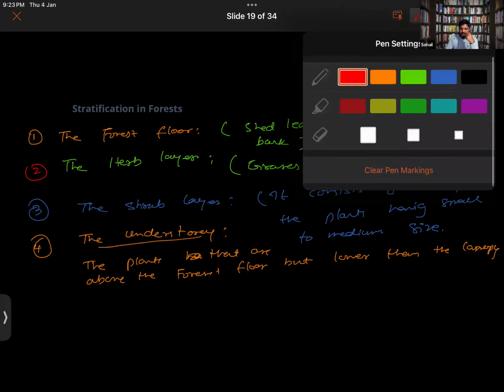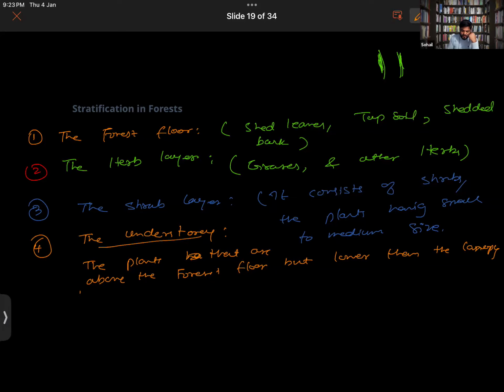One more thing you have to write about it is that they require less amount of sunlight. They require less amount of sunlight. That's why they are able to grow there now, right? No, that's why understory plants are able to grow.